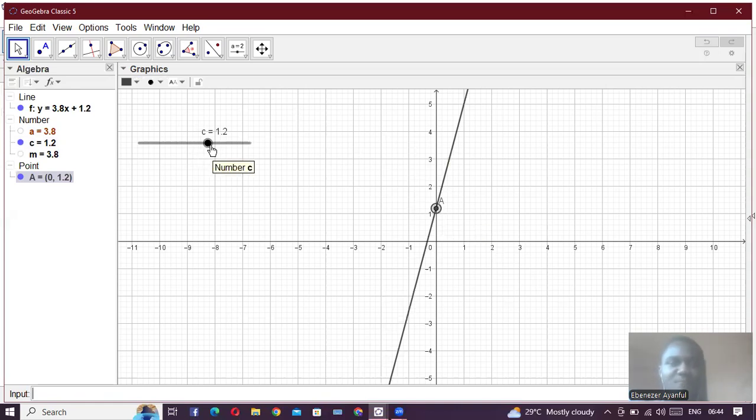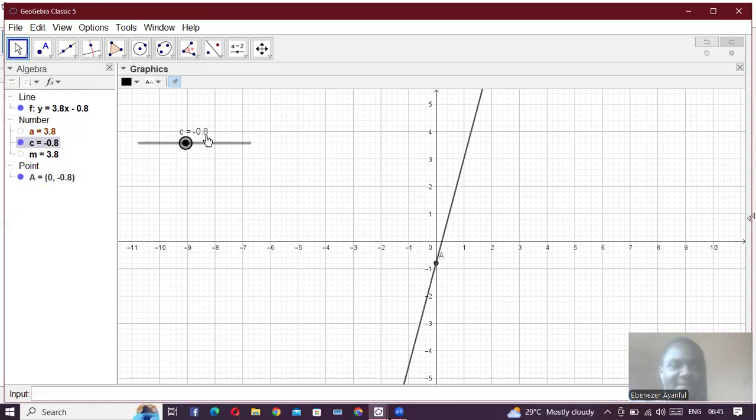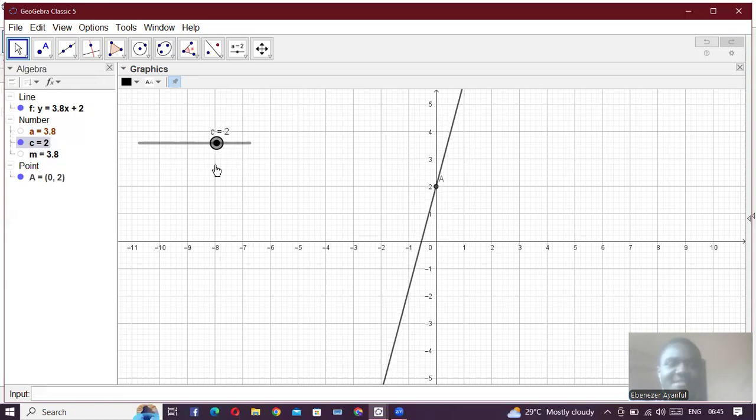So if I move the value of c, you see that the y value of the point A is also the same as the value of c. So that's what we are saying, that c is the y-intercept. This is the point where the line intersects the y-axis. As I move the slider, the y value here for A is also moving, and it is the same as the value of c. So c determines the position of the line, whether it's going to be above or below the x-axis.